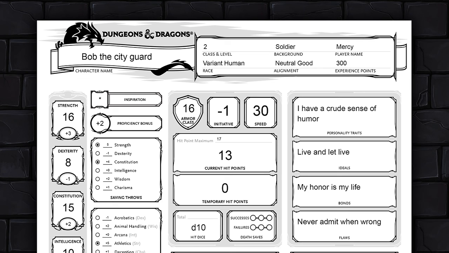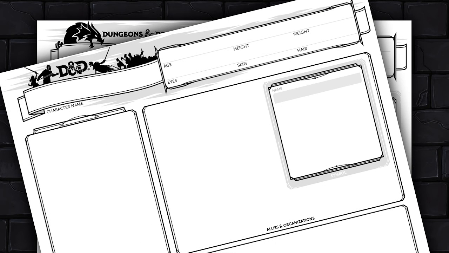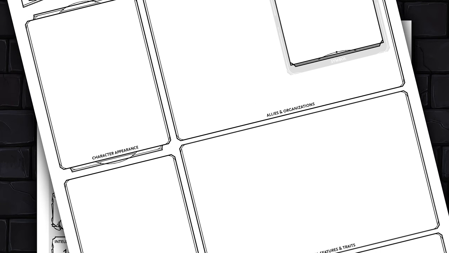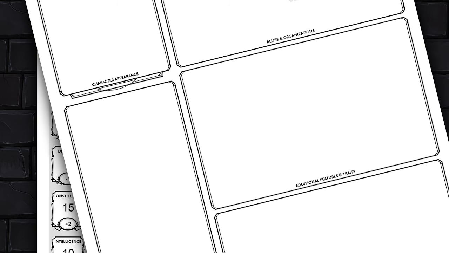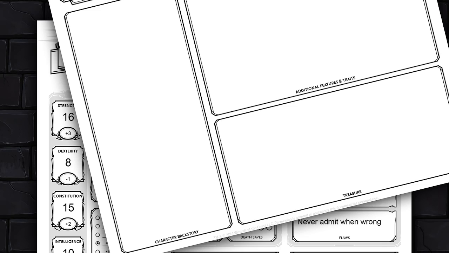There are variations, and you're also going to find 2 additional pieces of material. That's the supplement, which has, again, character name, but also age, height, weight, eyes, skin, hair. Just things that allow you to visualize your character or someone else. Character appearance, you can put a little picture of Bob right in there. Allies and organizations, you can have a little bit of the current ongoing story that's going on in your adventure. There's a field for character backstory, additional features, and again, treasure for those of us who enjoy that part of the game. And lastly, the spellcasting sheet.